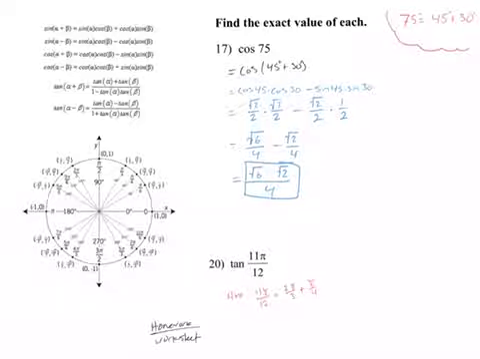Now I'm not going to work out number 20, but the radians are a little bit harder for me to calculate in my mind, so just a little hint: 11 pi over 12 is the same thing as 2 pi over 3 plus pi over 4.